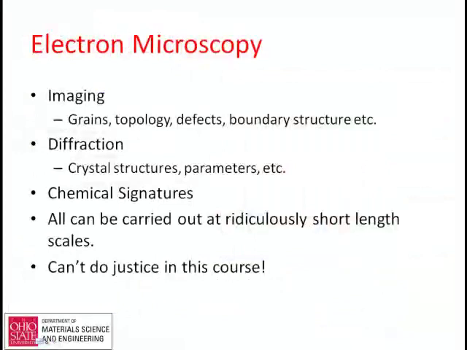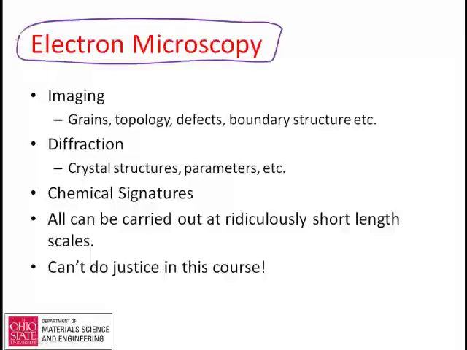So, as I said, the problem is that light has a wavelength of about 1 micron, and there's a whole lot of action in material science below 1 micron, so you can't see that with optical light. You can't see things that are much smaller than the wavelength of light. But with electron microscopy, you can. You can accelerate electrons, and they have a much, much shorter wavelength.